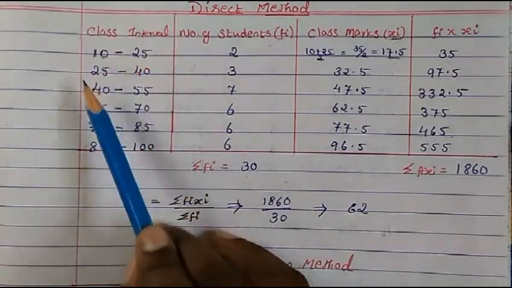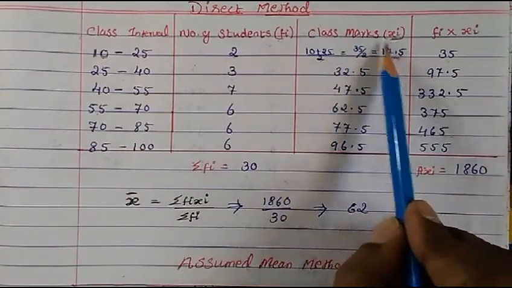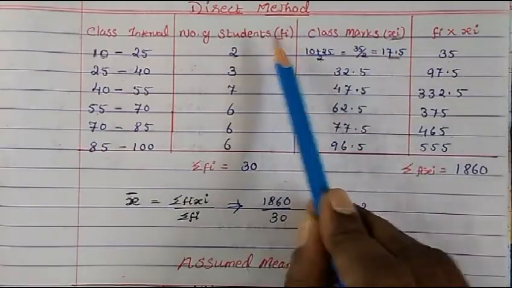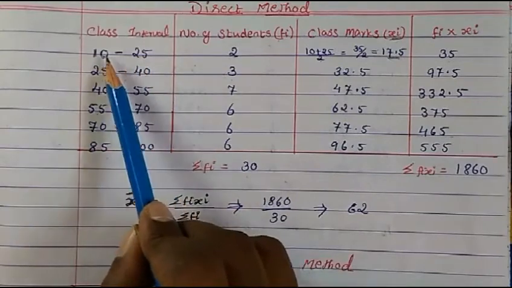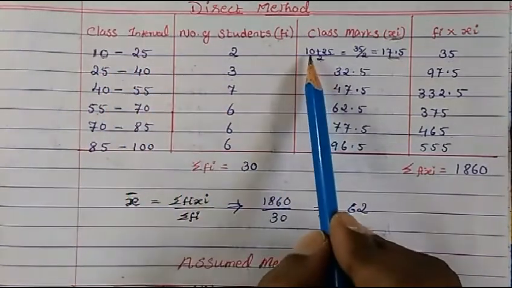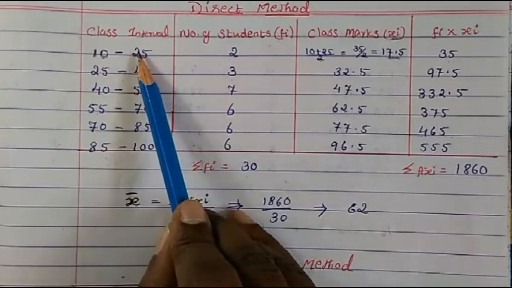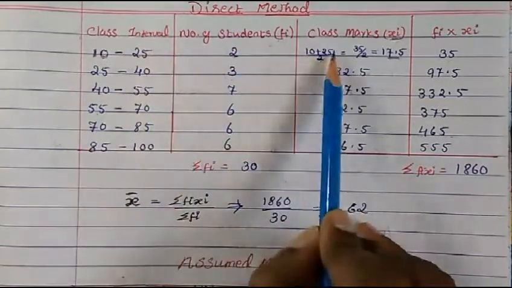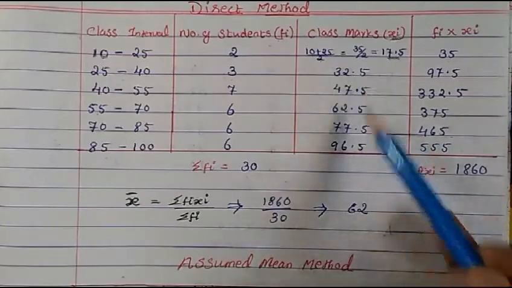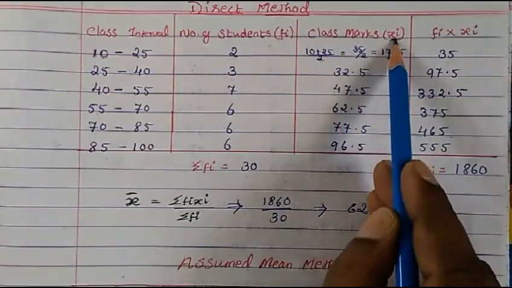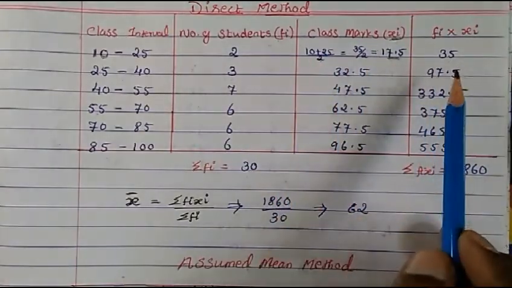So we write the class interval, the number of students, and then the class marks. This was also explained in the direct method, when I taught you how to find the class marks. That is upper limit plus lower limit divided by 2. See, 10 plus 25: you can write upper limit plus lower limit or lower limit plus upper limit, it doesn't make any difference. You sum both and divide by 2, and what you get, that average, you write in this column, that is the class mark, xi. In the direct method, we did it this way and then multiplied both.